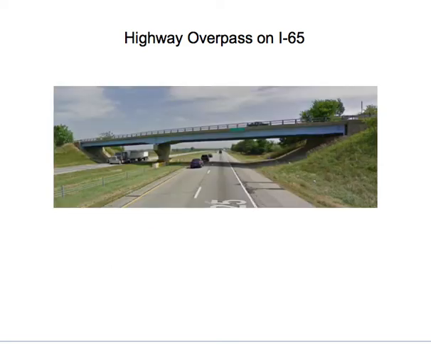Driving a little further down I-65, you'll see another overpass very similar to this. It's one span all the way through. You have reactions at the ends, reactions in the middle. This one is a bit longer than the one we had before. Same idea. We're going to have to develop new methods here for doing the analysis when these problems are indeterminate.